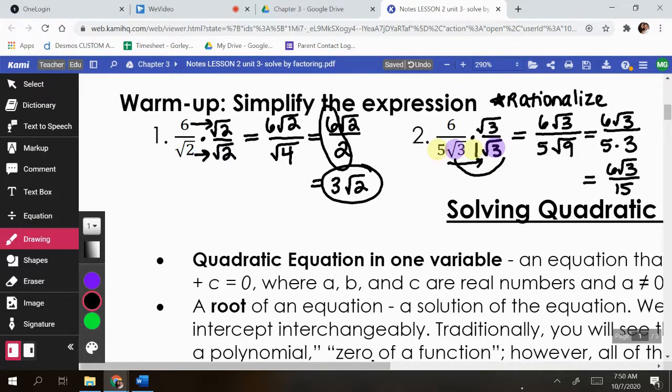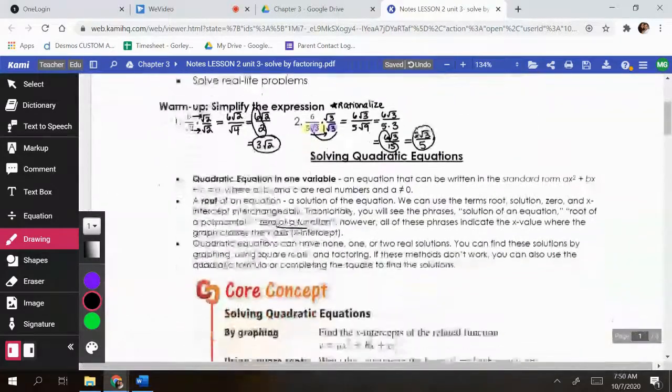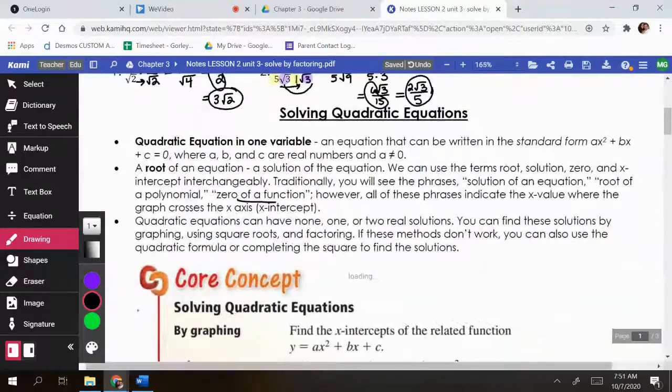Okay. Can I reduce this any further? Well, again, let's think about those outer parts. What are 6 and 15 both divisible by? 3. If I divide both terms by 3, I would end up with 2 root 3. And if I divide 15 by 3, I would get 5. So that's my reduced form. Okay, now that we've reviewed rationalizing, let's get into where it says solving quadratic equations.